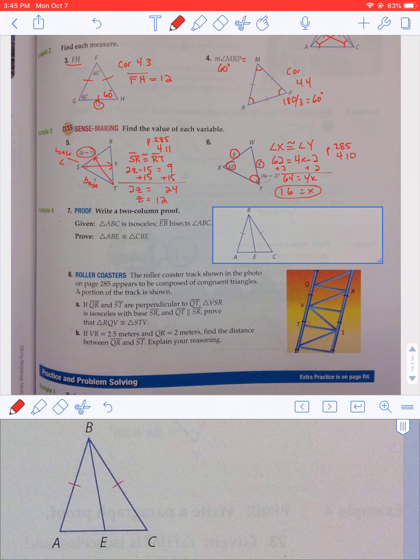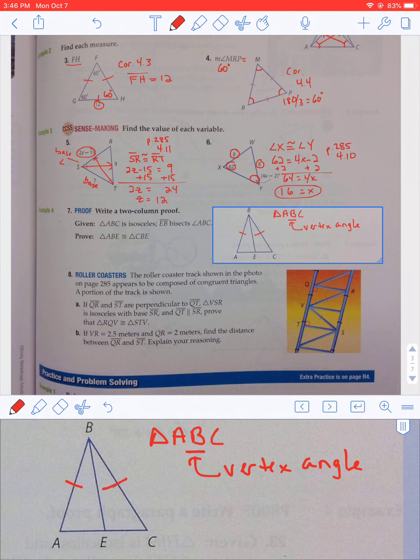That's one reason I liked this proof. Since this is the vertex angle, angle B, and I know the legs come out of the vertex angle, I know these are congruent. So I really didn't need them to tell me that. I just knew that because they told me that triangle ABC was isosceles. But they do tell us something they did not mark. They say that segment EB, going down inside this triangle, bisects angle ABC. So that tells me that BE cuts this angle ABC in half.